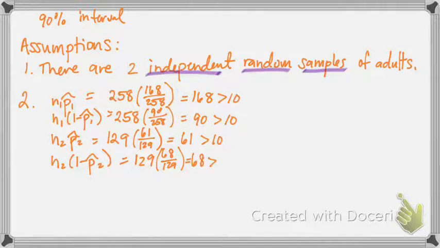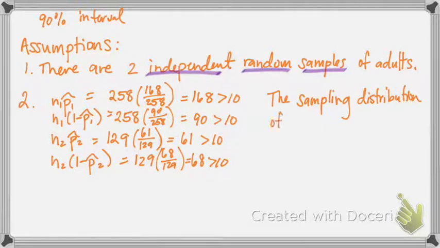Yay, everything greater than 10. So since they're all greater than 10, I would say the sampling distribution of, you could say P hat 1 minus P hat 2, you could say the differences in proportions, either one, is approximately normal.